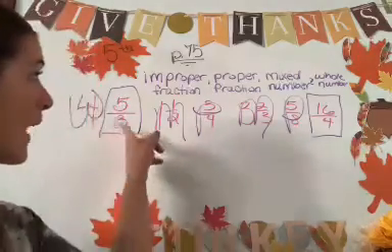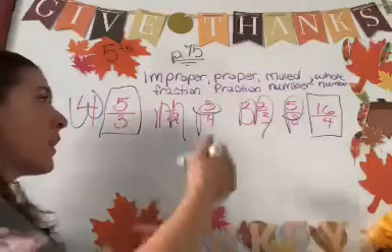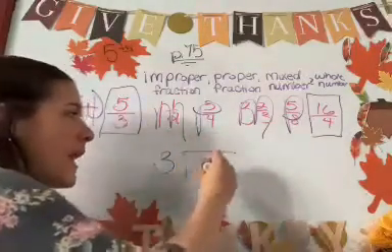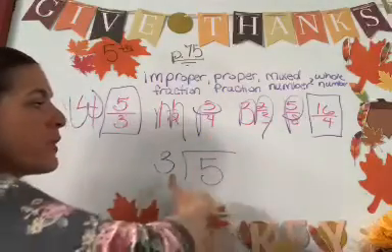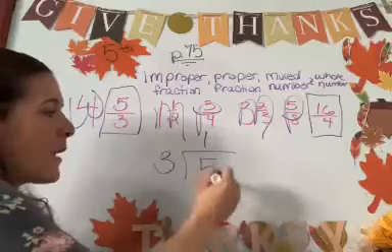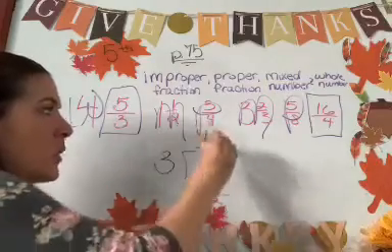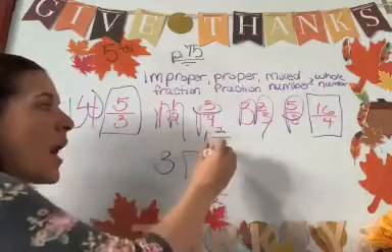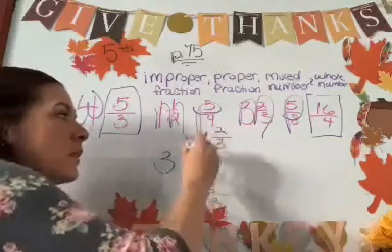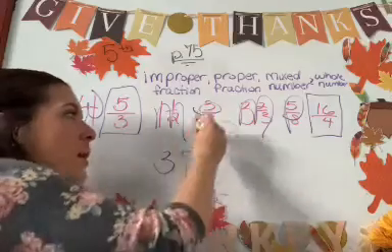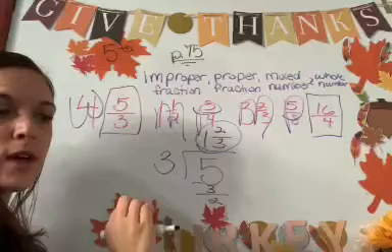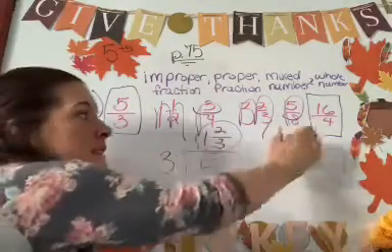Okay, so let's take 5/3. We put the little number outside, which is the denominator, and the big number inside, which is the numerator. 3 into 5 is 1 time. 1 times 3 is 3. 5 minus 3 is 2. We put our 2 right here, and what do we put on the bottom? The 3, this thing right here, right? So your mixed number is 1 2/3.